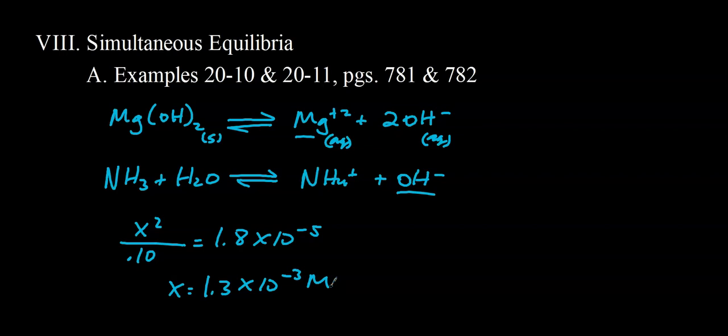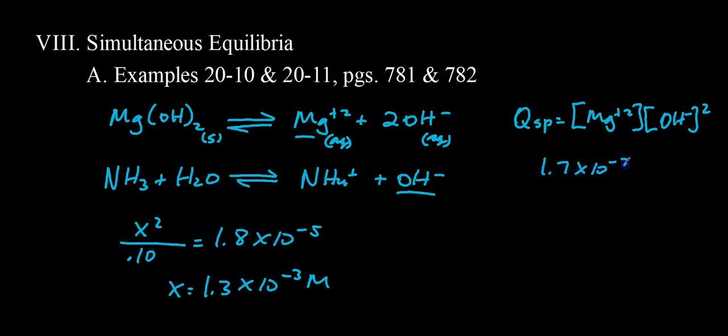Again, don't forget to square that, because in our Qsp expression, we have the concentration of magnesium, which was 0.10, and the concentration of hydroxide, which was 1.3 times 10 to the negative third. Square that, multiply by magnesium's concentration, and we get a Qsp of 1.7 times 10 to the negative 7th. Compare that to the Ksp of magnesium hydroxide, which was given to us in the problem, 1.5 times 10 to the negative 11th. It looks like Qsp is greater than Ksp, therefore a precipitate will form.